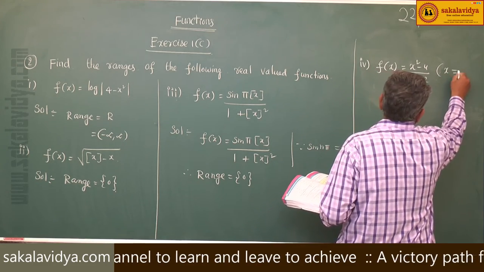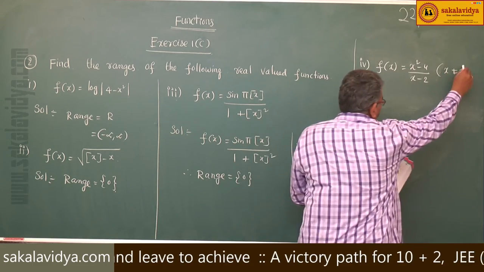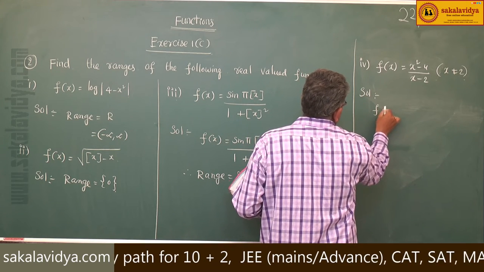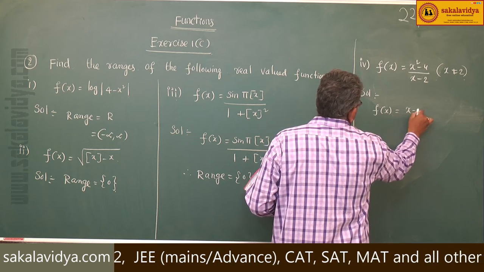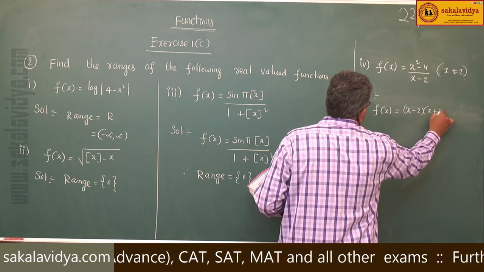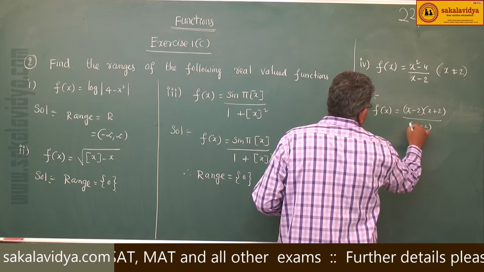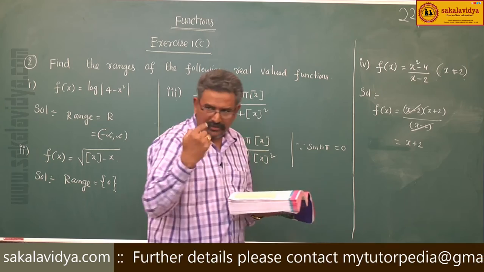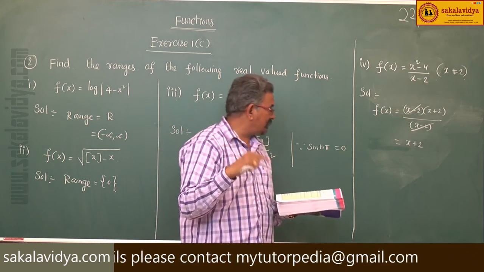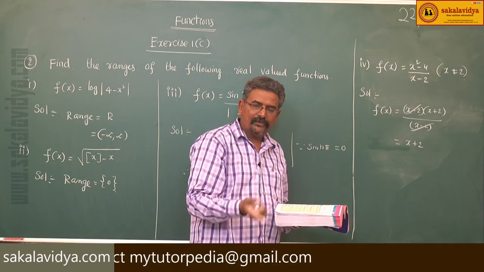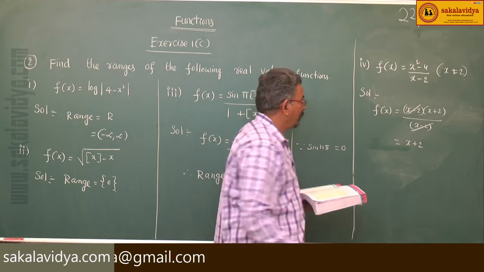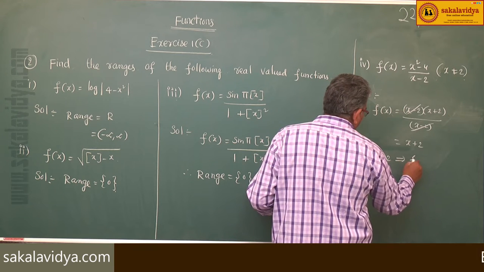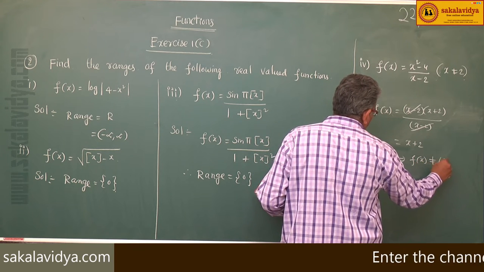Now x does not equal 2. So, solution: f of x is equal to x minus 2 into x plus 2 by x minus 2. This cancels, leaving x plus 2. Since x does not equal 2, f of x is not 2 plus 2, 4. F of x does not equal 4. Since x does not equal 2, that implies f of x does not equal 4.